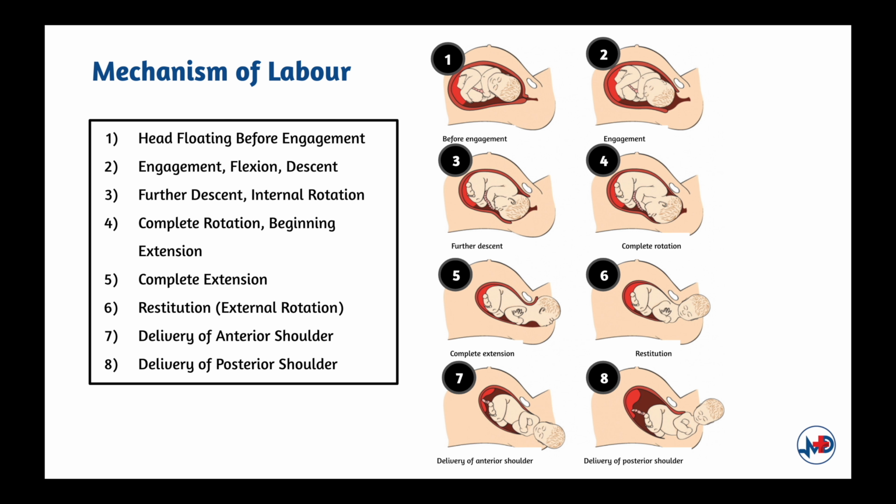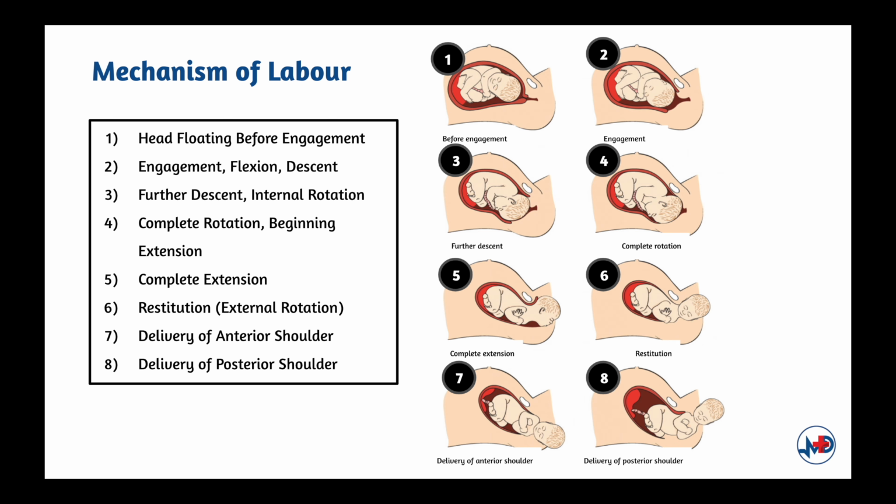Next is extension. With further descent and full flexion of the head, the base of the occiput comes in contact with the inferior margin of the pubic symphysis. Upward resistance from the pelvic floor and the downward forces from the uterine contractions cause the occiput to extend and rotate around the symphysis. This is followed by the delivery of the fetus's head. Next, we have restitution and external rotation. When the fetus's head is free of resistance, it untwists about 45 degrees left or right, returning to its original anatomic position in relation to the body.